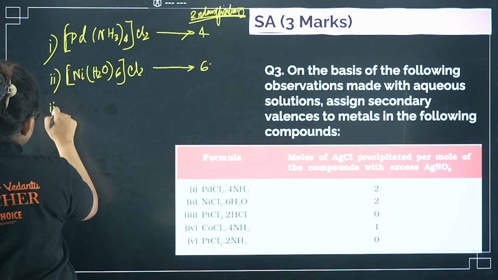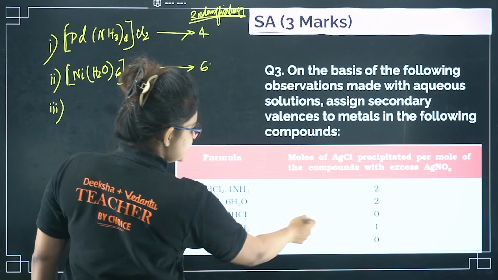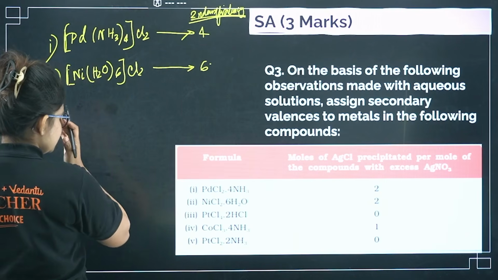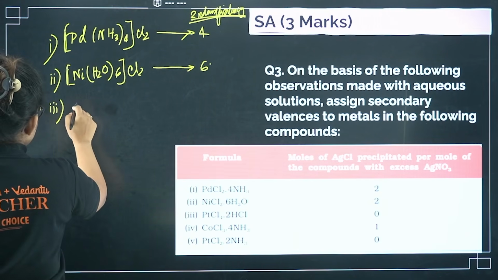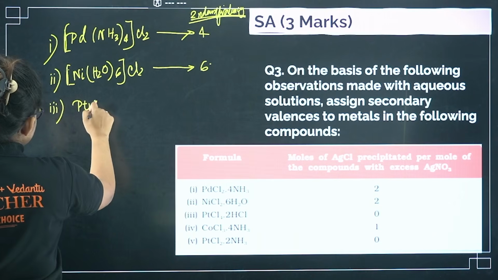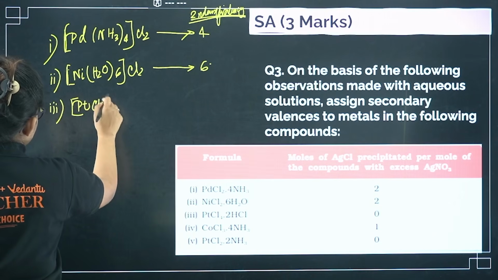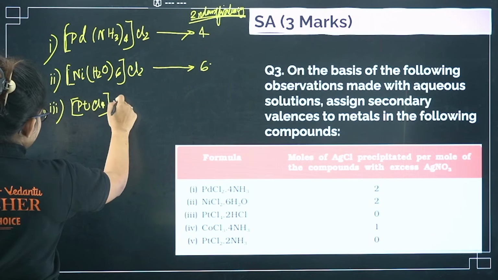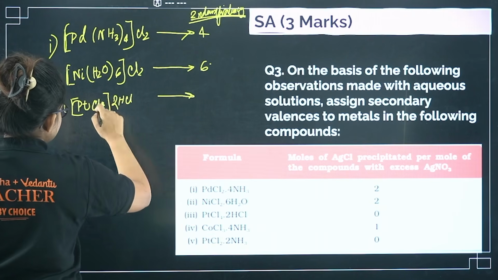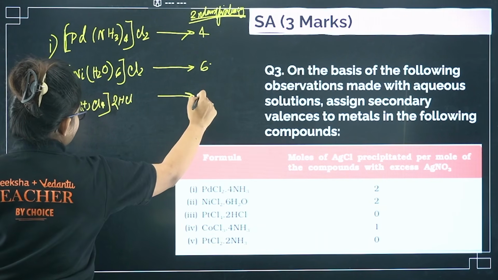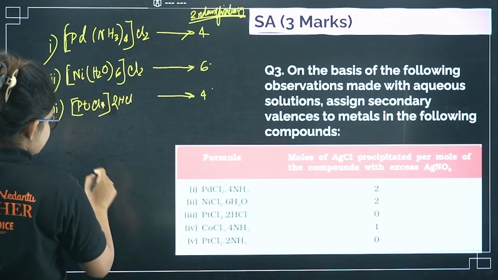For 3, there is no AgCl precipitation, right? So you can write it like PtCl4 dot 2HCl. So for this case, with 2 HCl, I am getting 4 as the secondary valency.